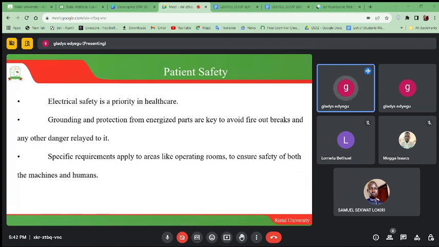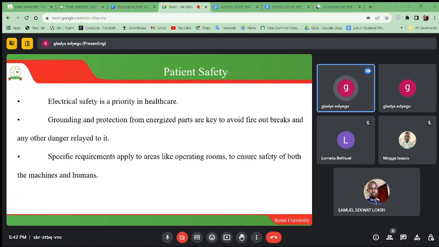They have to avoid fire outbreaks and any other danger related to the grounding of electricity or the wires they are using for connecting power. Specific requirements apply to areas like operating theaters to ensure the safety of both the machines and humans. We have specific regulations and guidelines that are supposed to be followed during the installation of these electric equipment in these different operating rooms.